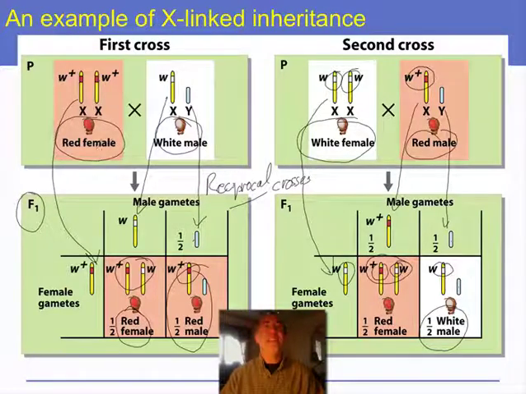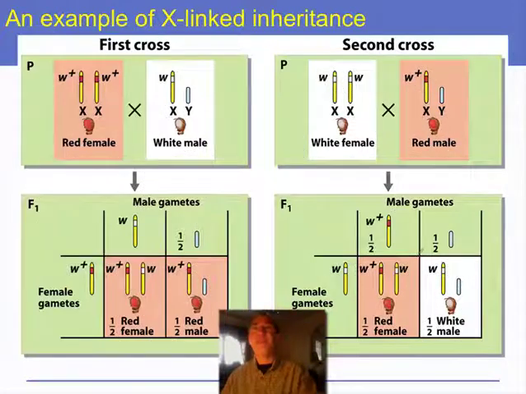So here is a red-eyed female crossed with a white-eyed male, and this one is a white-eyed female crossed with a red-eyed male. It's the opposite, it's reciprocal. And look at the results of the F1 generation. F1 in the first case, all the progeny are red. F1 in the second case, they're half red, half white. And so this was very unusual for Morgan. This was unexpected.